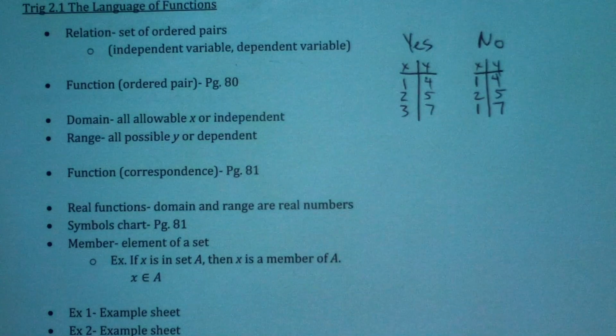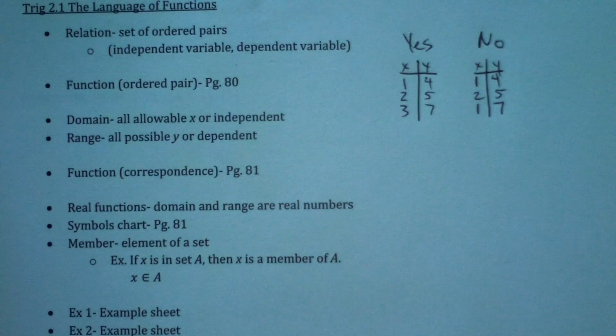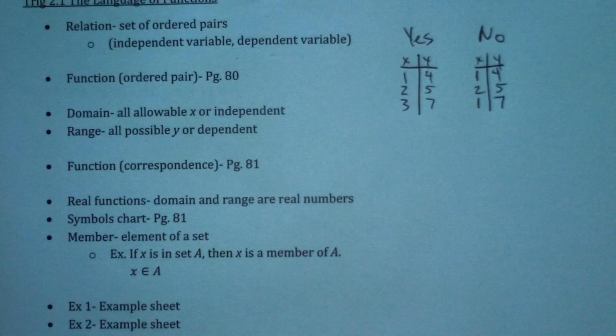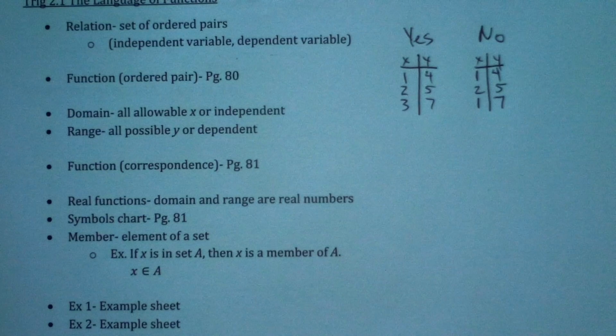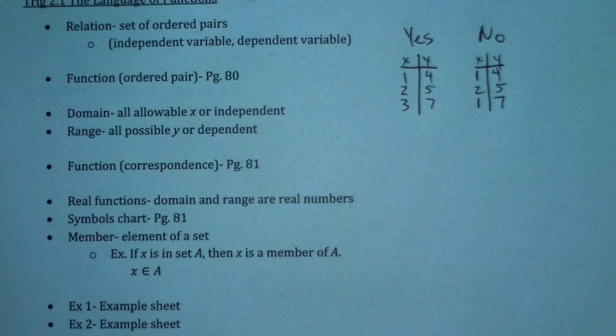Domain and range, again, those should be familiar from previous classes. The domain is all of your x values, or independents, and the range is all of your y values, or dependents. And then that other one there, they just give functions in a different form. A function is the correspondence between two sets A and B, in which each element of A corresponds to exactly one in B. Same thing, but instead of using ordered pairs, they're saying sets of numbers, but they mean the same thing.